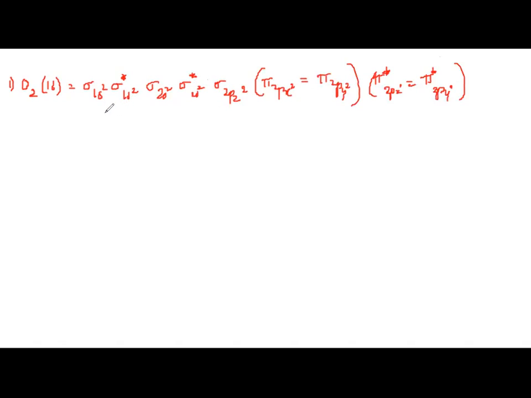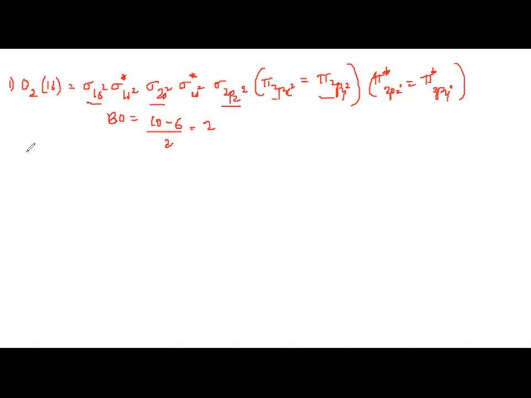Therefore, calculate the bond order. The bond order is equal to bonding electrons 2, 4, 6, 8, 10. Antibonding 2, 4, 6. So 10 minus 6 by 2. That is the bond order, nothing but the number of bonding electrons minus the number of antibonding electrons divided by 2. So 4 by 2 is nothing but 2. So the bond order comes out to 2.